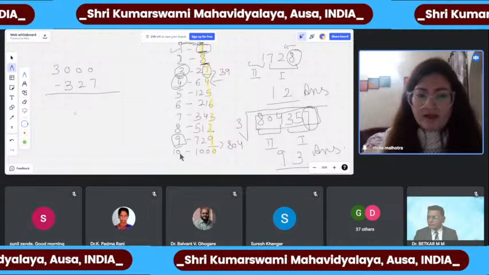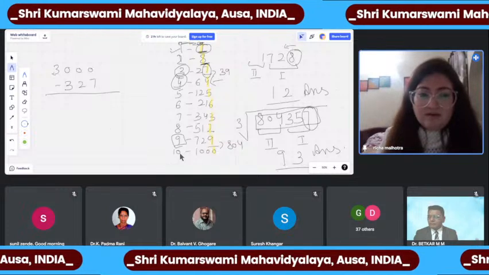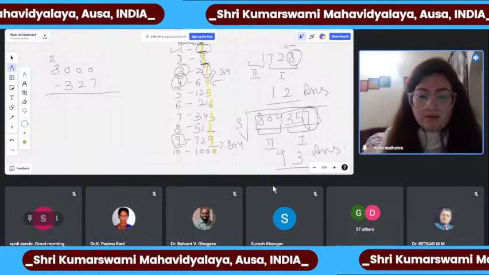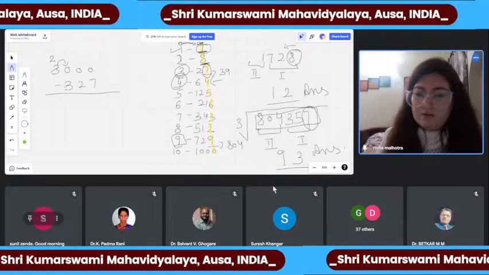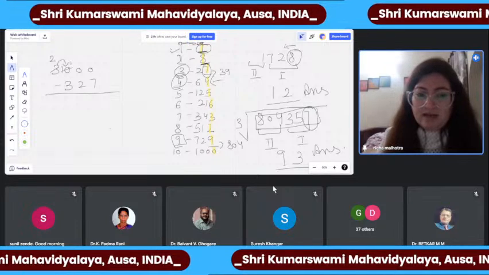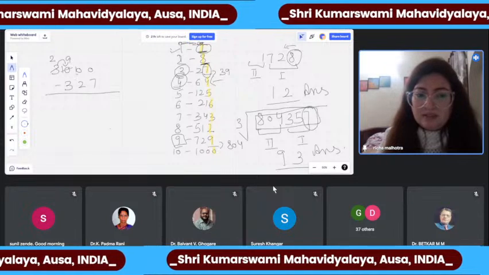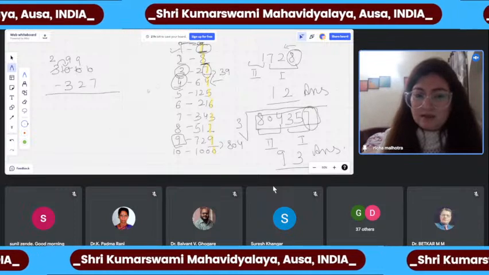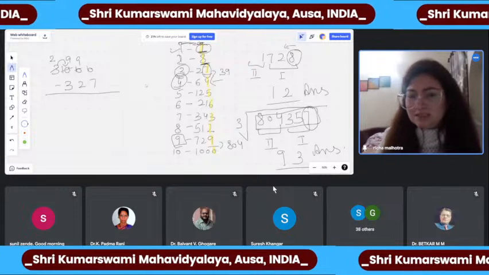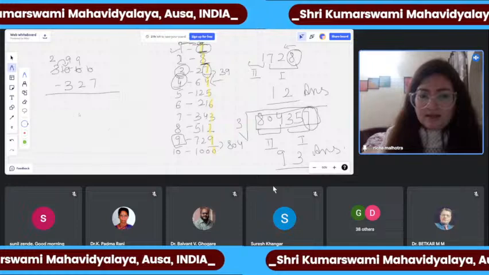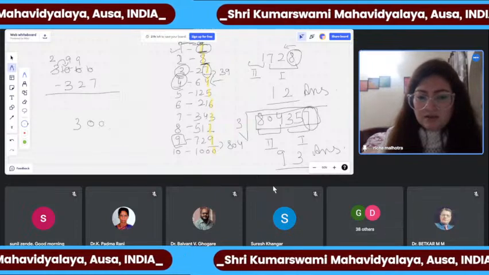In our school way, how have we learned this? We need to subtract, so we borrow 1, it is 10 here, then we write 9, we borrow 1, it is 10 here, then again 9, we borrow 1, it is 10 here. Ultimately, if we look at this, it is nothing but 3000, right?